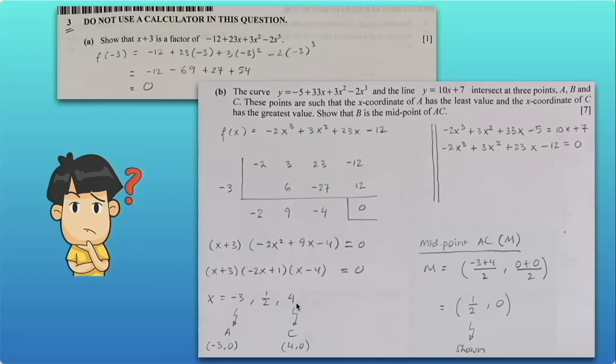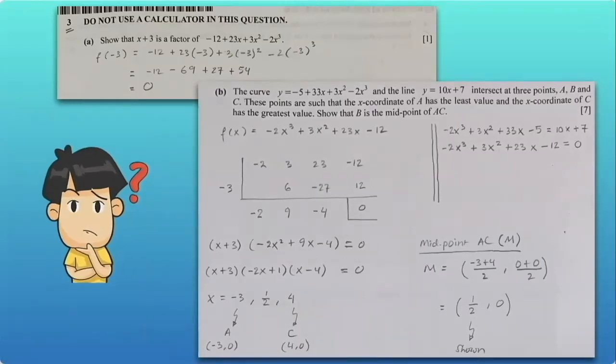So point C is equal to (4, 0). Next, the midpoint. Show that B is the midpoint of AC. Right, so we have point A and point C. To find the midpoint, basically we find the average of the x coordinates and the average of the y coordinates. So (-3 + 4)/2 for the x coordinate, and for the y coordinate, (0 + 0) divided by 2. So it is shown.